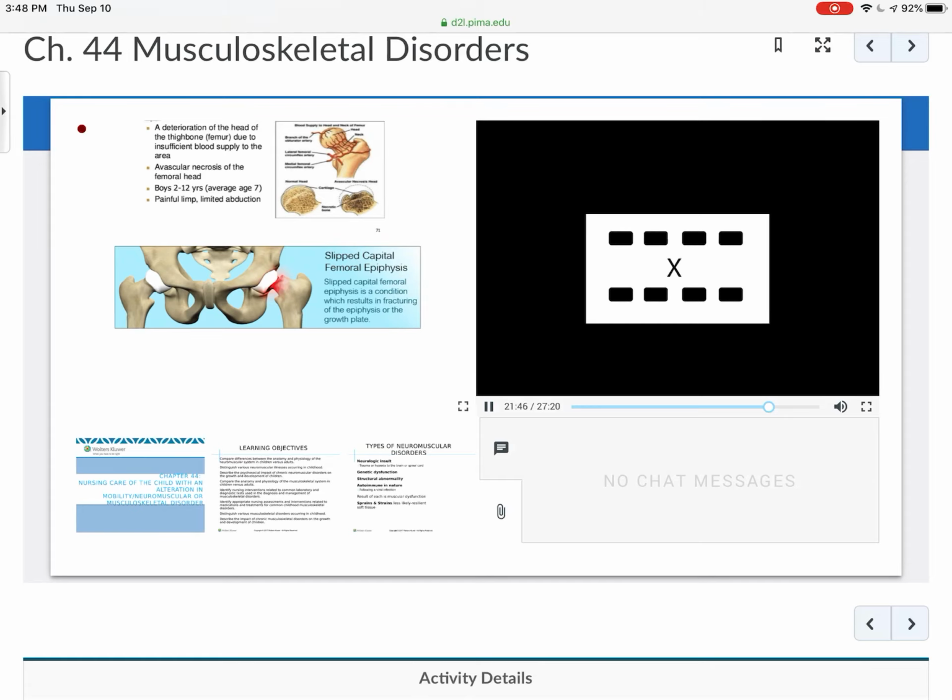So here's your Legg-Calvé-Perthes disease, avascular necrosis of the femoral head, and the slip is here, so it will affect the epiphysis or the growth plate, so it needs surgery.